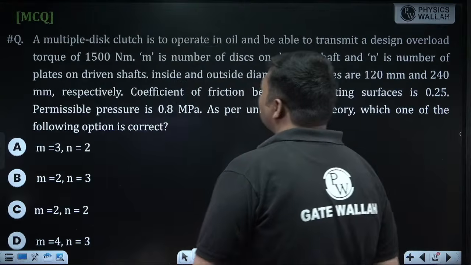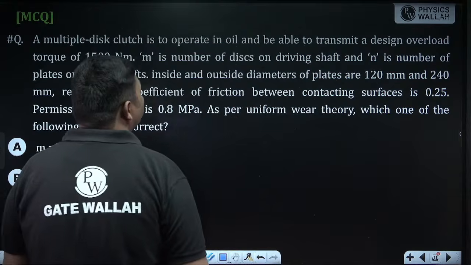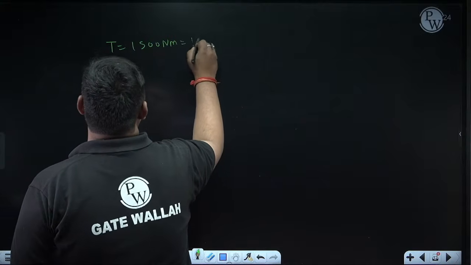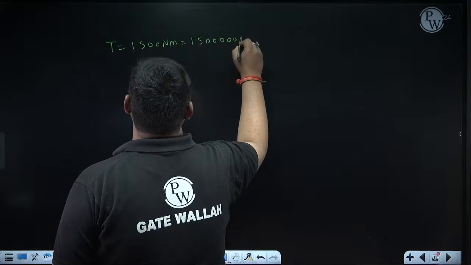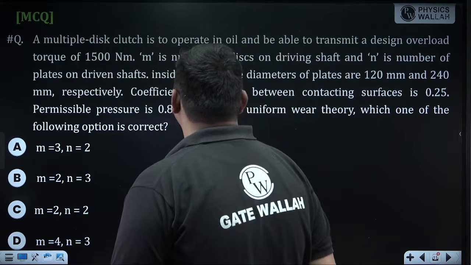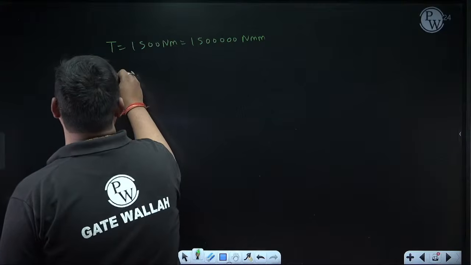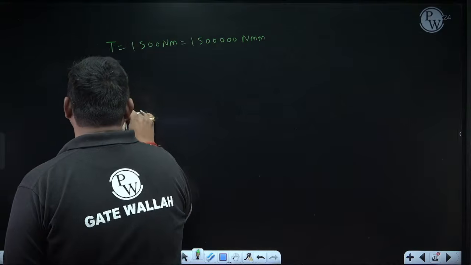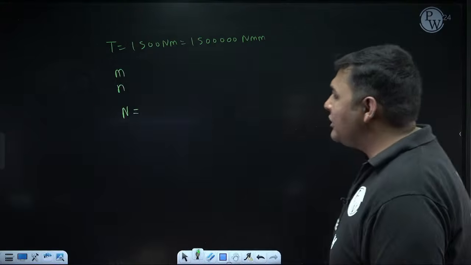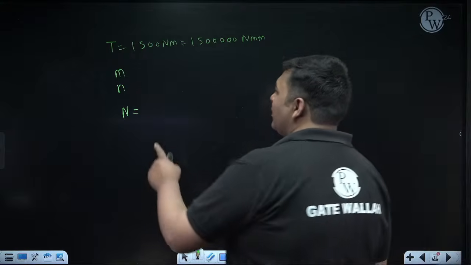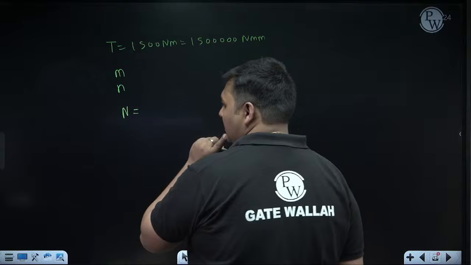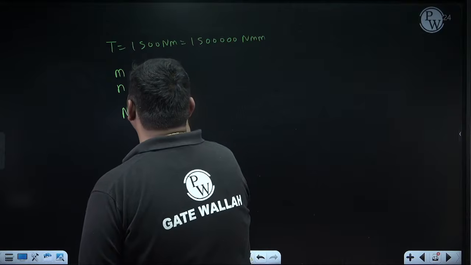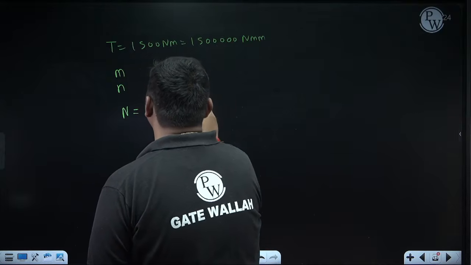So see, for a multi-plate disc clutch the torque is 1500 Newton meter. In Newton mm, it is 1500 into 1000 Newton mm. This torque we have to transmit. M is the number of plates on the driving shaft, N is the number of plates on the driven shaft. If the number of plates on the driving and driven shafts is given, then the formula to calculate the number of pairs of contacting surfaces is M plus N minus 1. Here I am denoting the number of pairs of contacting surfaces as capital N, because small n is the notation for the number of plates on the driven shaft. This we discussed in the class.